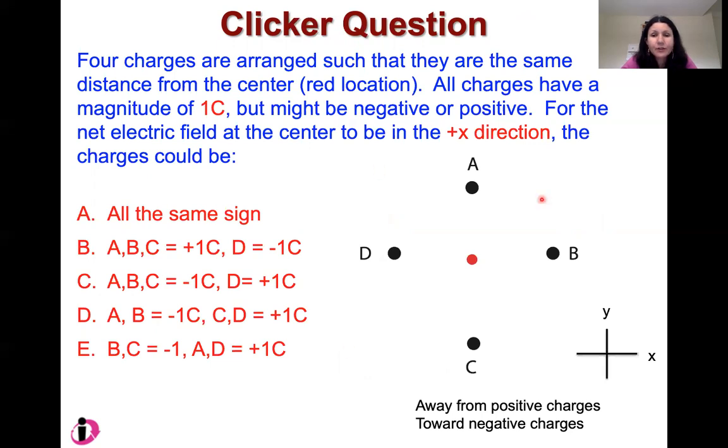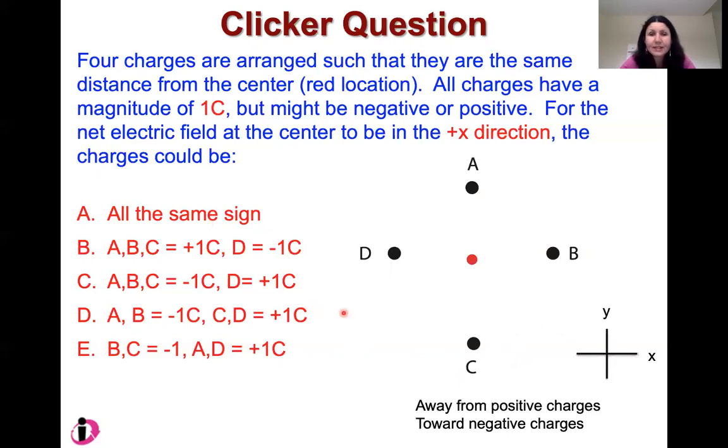So here we have 4 charges, and we have a central point in the middle, which is the same distance to all 4 charges. What you're told here is that all the charges have the same magnitude of 1 coulomb, but some might be positive or negative, we don't know. Another thing you're given is that the net electric field is in the plus x direction, so it points to the right. So the question is, which one of these are true? You're given choices A, B, C, and D, either being plus or minus coulomb. That's the choice for all of them. Maybe all of them have the same sign.